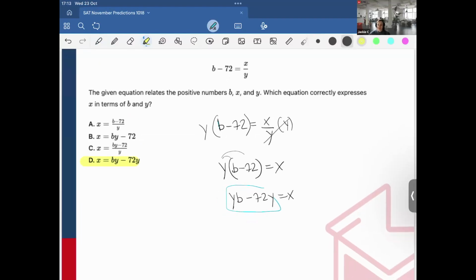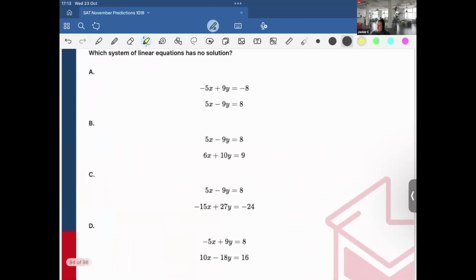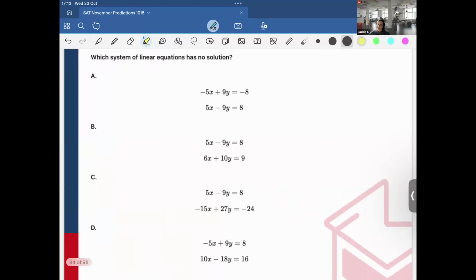Okay, continuing on. These ones also appear on almost every single SAT exam. Which system of linear equations has no solution? So remember, no solution means that the lines are parallel, which means that they have the same slope. Importantly, the y-intercept needs to be different. And that's going to be a trap: the answers that do not have a different y-intercept. So that's an important component.